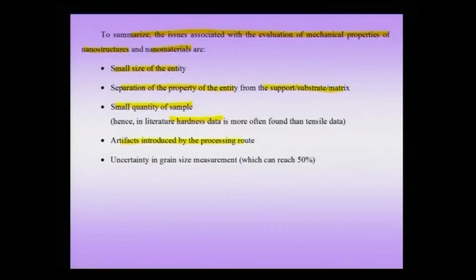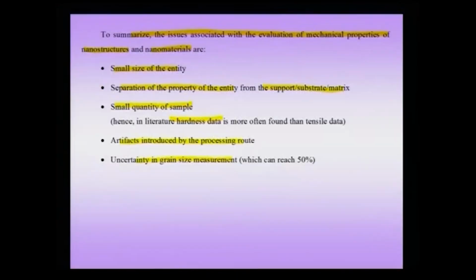And there is an additional problem in bulk nanostructured materials, which is the uncertainty in the grain size measurement. Many research reports would report an average grain size, but not the grain size distribution, and this grain size distribution could be very large. That means there could be a variation of about 50% around the mean grain size. Suppose a person says that the average grain size is 50 nanometer; what actually could be the scenario is that the grain size could vary from about 20 nanometer to about 80 or 90 nanometer.